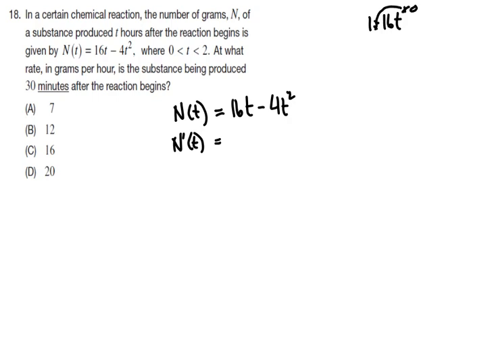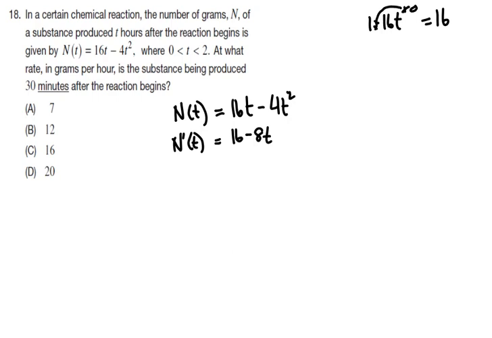So what you end up with is 1 times 16 times t to the 0. And t to the 0 is 1. So that's 1 times 16, which is 16. The derivative of 16t is just 16. The derivative of 4t squared is 8t. And so the derivative of N, or N prime of t, is 16 minus 8t.